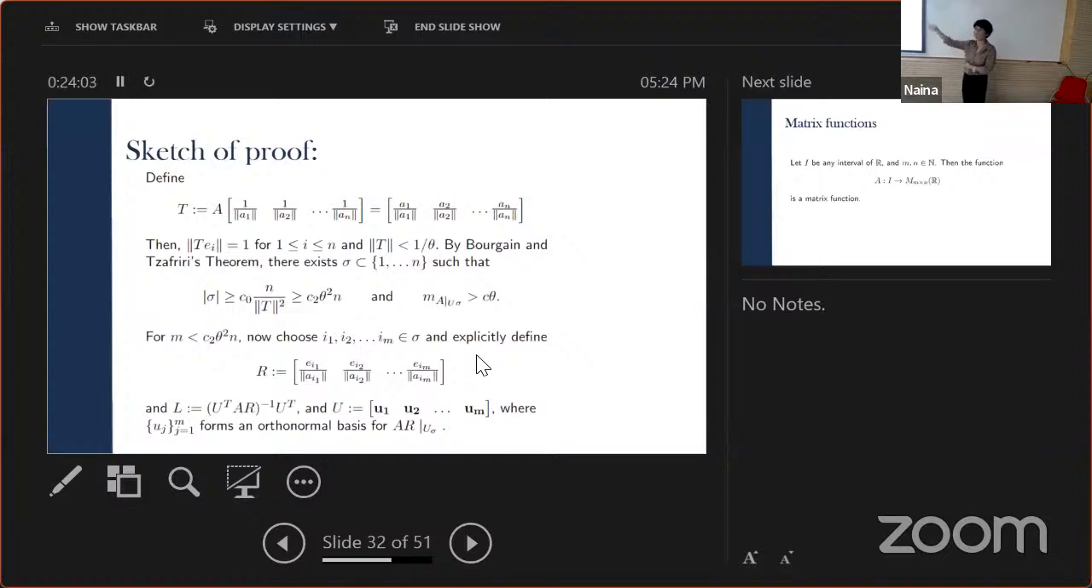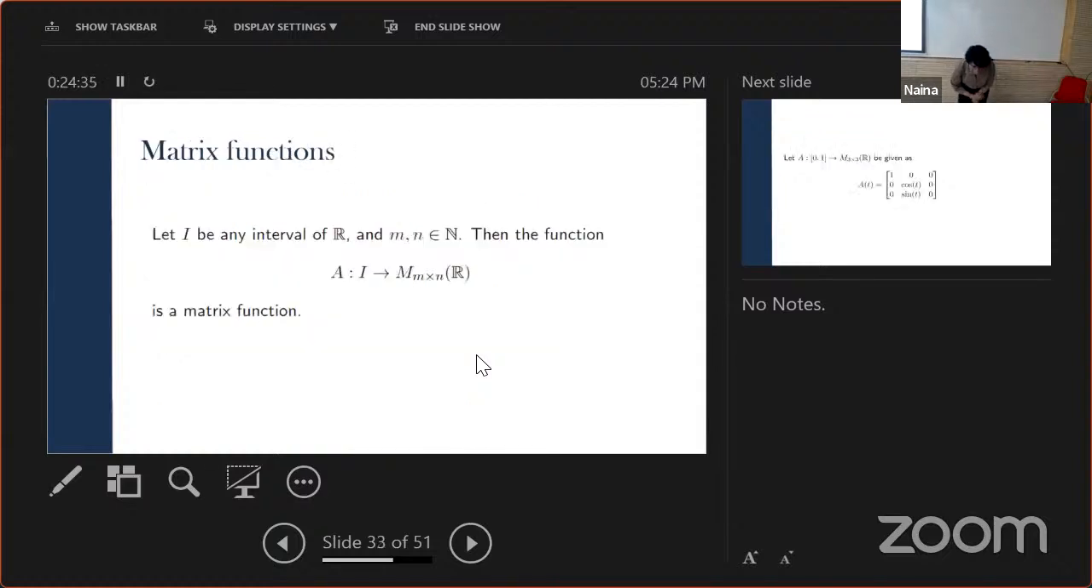And then to explicitly calculate L and R, you can just pick some m number from the subset sigma, and then define R to be those standard basis vectors divided by the norms. And you get L times A times R equals the identity matrix. So in some ways, the Bourgain-Tzafriri proof also solves the C-factor matrix question out here. Okay, so now we want to extend. So this was all history.